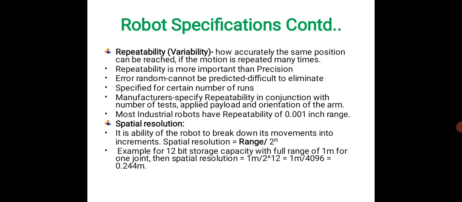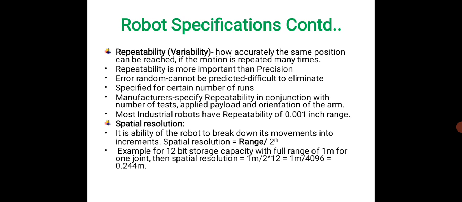Similarly, another characteristic is repeatability, which is a variability. For example, how accurately the same position can be reached. Suppose I want to pick a particular material and place it somewhere else, say specifically at 1 meter. Suppose it is performed 500 times. It has to do it 500 times in the same time, and it should not deviate in distance. That you call repeatability: how accurate it is once the task is repeated.